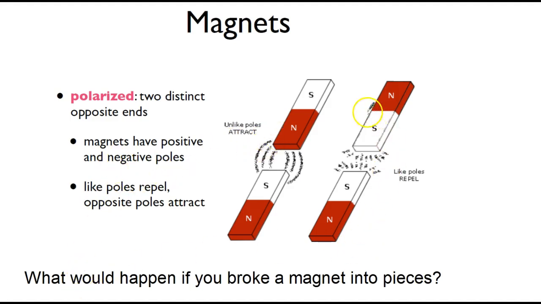What would happen if you broke a magnet into pieces? If I broke this magnet into two pieces, I wouldn't have a north pole here and a south pole here. I would have a north pole here and a south pole here and a north pole here and a south pole here. I'd break into little tiny magnets. I have broken ceramic magnets before and had little things that were all little tiny magnets, little slivers, bits of magnet.